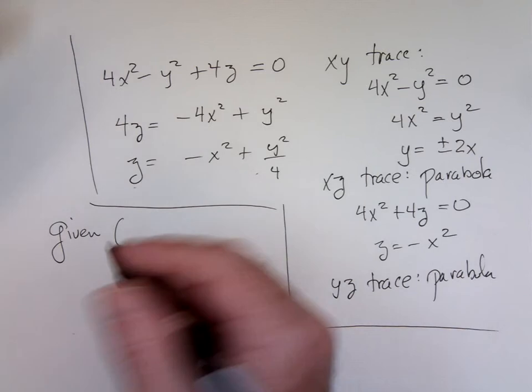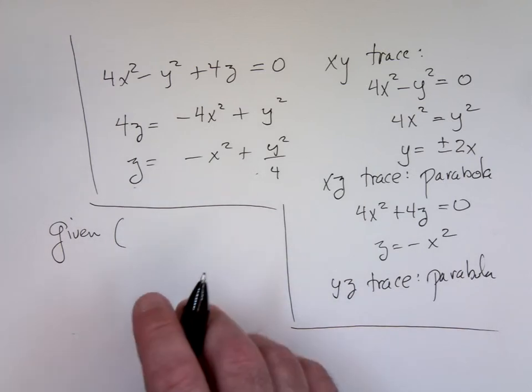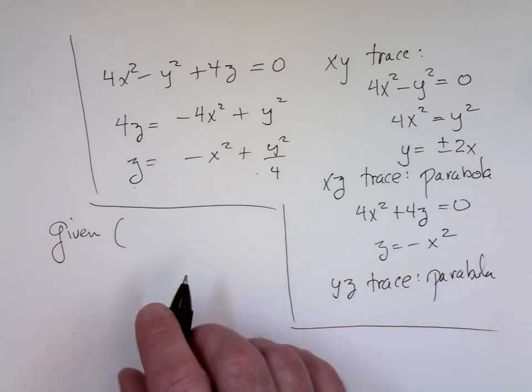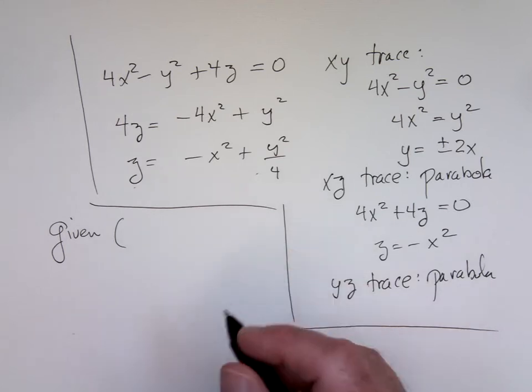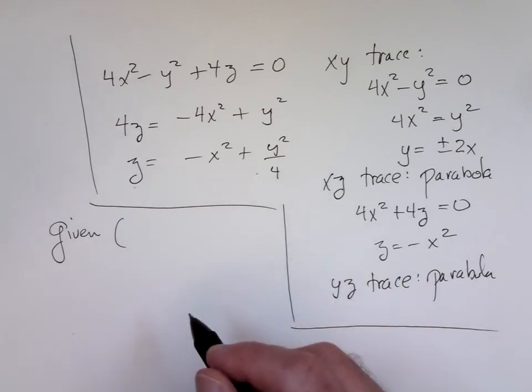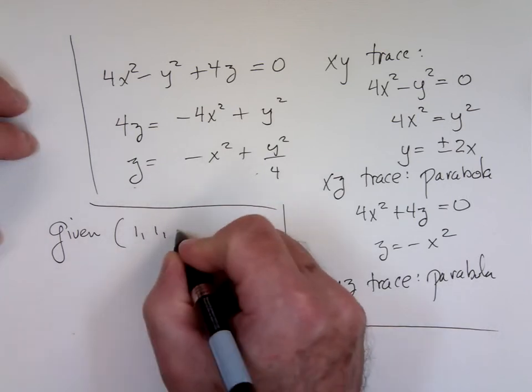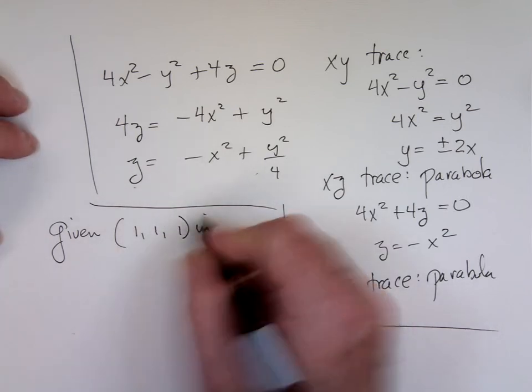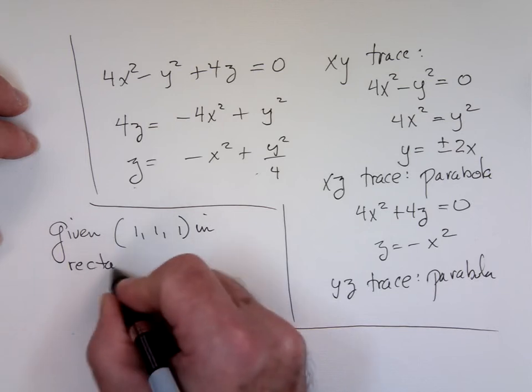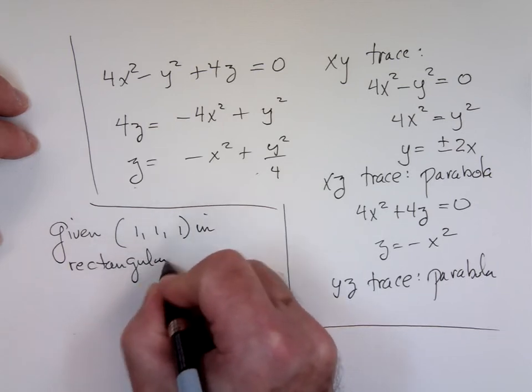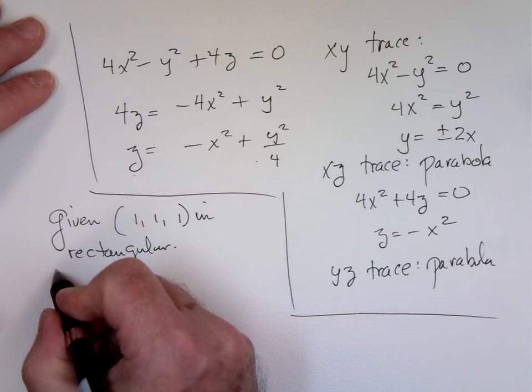I did one the other day. What did I do? 1, 2, 3 or something? Probably. I should change it up to something else. All right. 2, 3, 4. How about 1, 1, 1? Let's do 1, 1, 1. This is in rectangular. 2, 3, 4 would have been good too. This is 1, 1, 1 in rectangular.